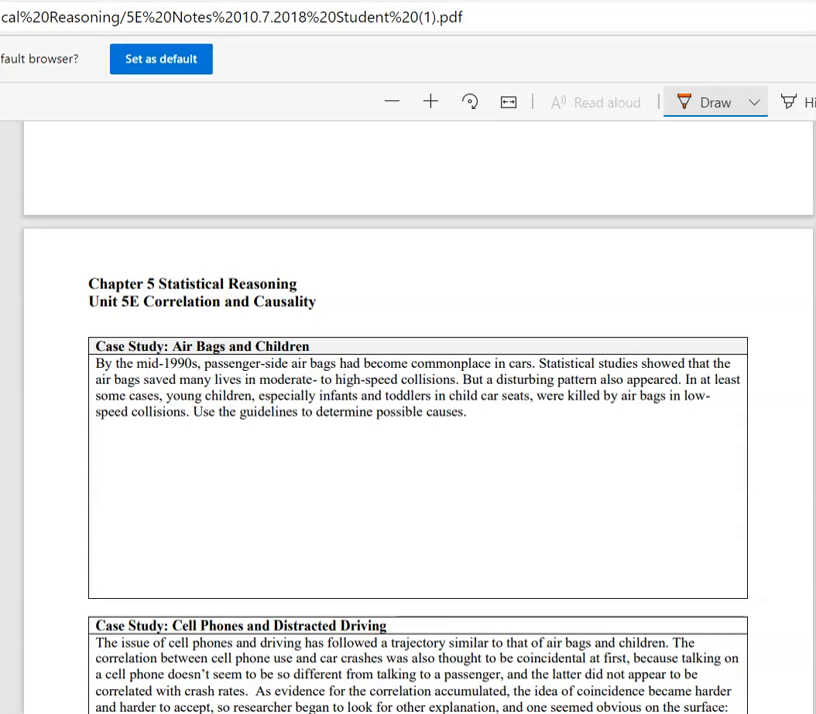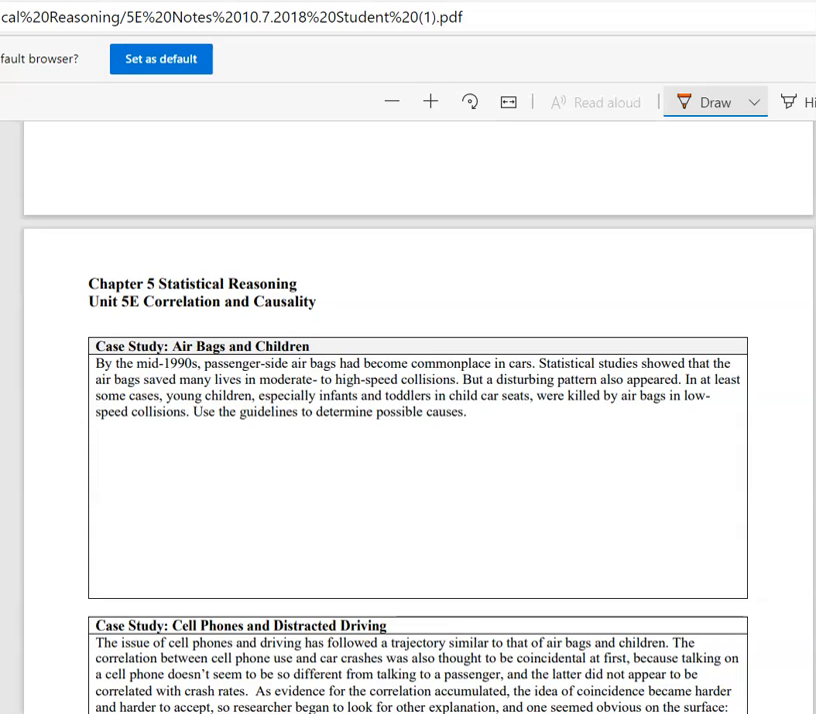So by the 1990s, passenger side airbags had become commonplace in cars. Okay, and the statistical studies show that the airbags saved many lives in moderate to high-speed collisions. But a disturbing pattern also appeared. In at least some cases, young children, especially infants and toddlers in child car seats, were killed by airbags in low-speed collisions. Use the guidelines to determine possible causes.